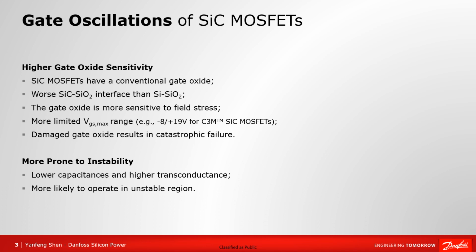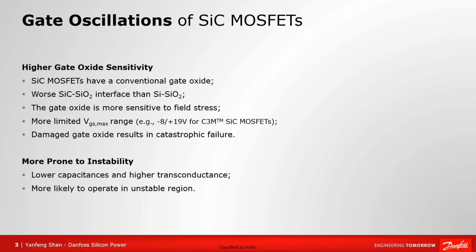Silicon carbide MOSFETs have a conventional gate oxide, as silicon MOSFETs. However, the silicon carbide and silicon dioxide interface is worse than the silicon and silicon dioxide interface. Therefore, the gate oxide of silicon carbide MOSFETs is more sensitive to field stress, so we must limit the maximum gate source voltage. Otherwise, it will undermine the long-term gate reliability or even result in catastrophic failure.